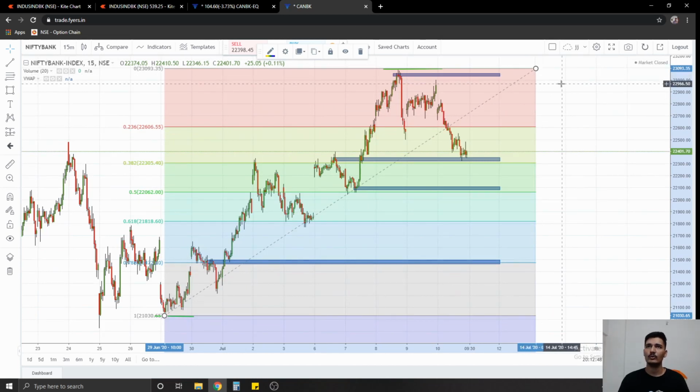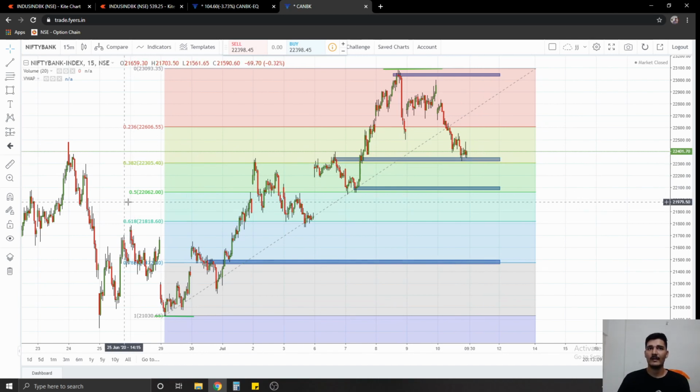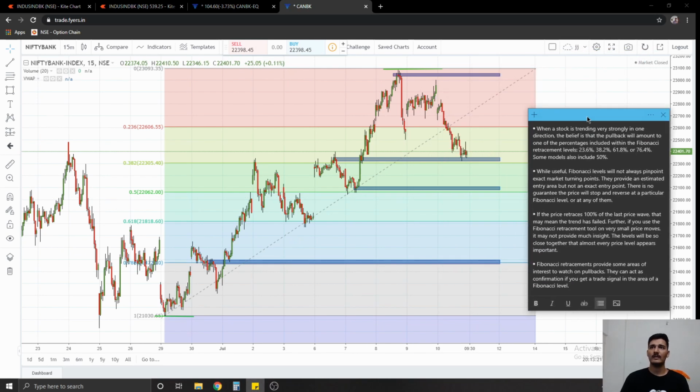So again, as you can see, I could have planned a very decent trade when it broke the 0.236 level or when it bounced off the 0.382 level, which is actually yet to happen, but this can be a trade. It is near my zone as well as the Fibonacci level. If this is not being respected, I can also go for the 50% retracement level because I have a zone there as well. So this is how you can use Fibonacci levels in conjunction with different concepts.